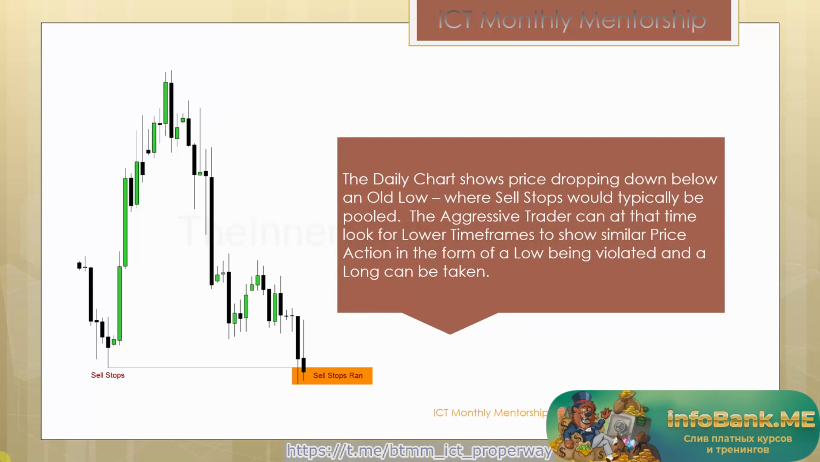Now, looking at this daily chart, you can see it shows price dropping down below an old low. And this is typically where sell stops are going to be residing, or as we call it, a liquidity pool. Sell stops will pool below this old low, and everyone that would be wanting to go long would have a sell stop right below that.